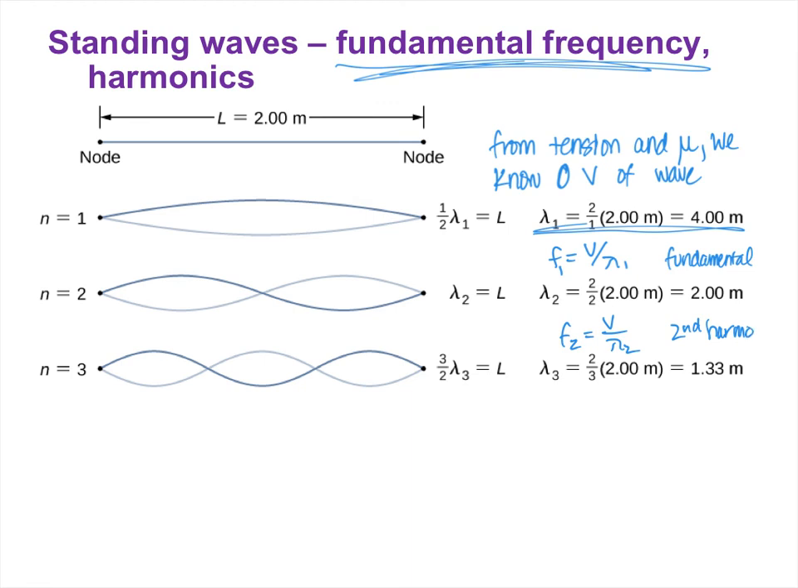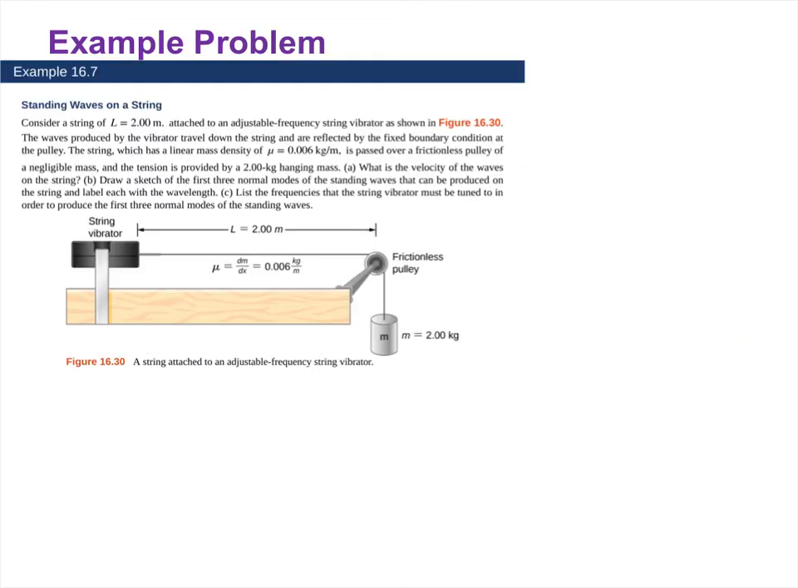And then f2 would be v over lambda 2, and that would be the second harmonic, etc. In the last slide, maybe it was confusing about what we meant by frequency, but when you get here, you can actually see how that's working. And finally, here's a question.